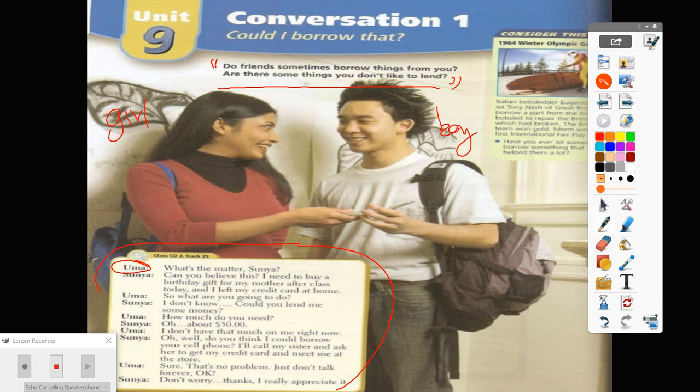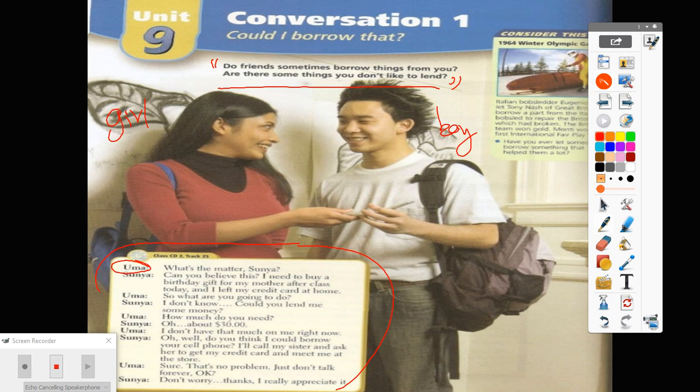Uma says, what's the matter, Sonia? What's wrong with you, Sonia? Sonia, it seems that she is bothered, she is upset. Can you believe this? I need to buy a birthday gift for my mother after class today, and I left my credit card at home. Uma said, so what are you going to do? Sonia, I don't know. Could you lend me some money? Uma, how much do you need? Sonia, oh, about $30. Uma, I don't have that much on me right now.